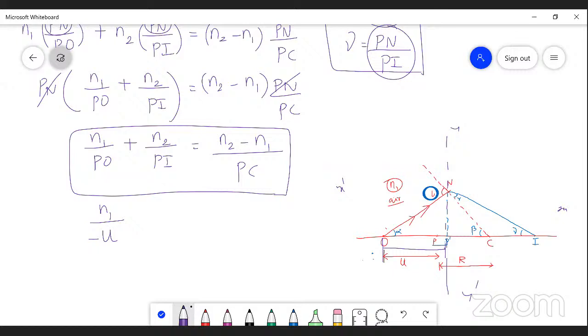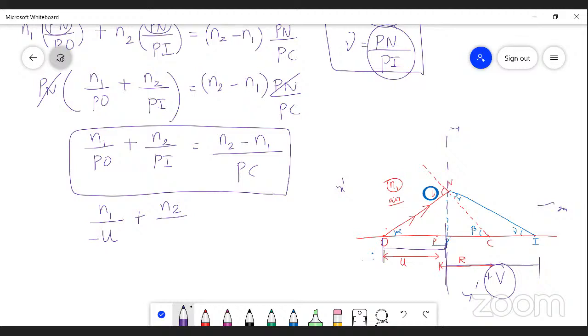And plus N2 divided by PI. Who is this PI? PI is nothing but pole to image. The distance between pole and image is the image distance V. This value is placed in the x coordinate. So the x coordinate means the V value is positive. That's why N2 divided by PI. PI is nothing but the image distance.